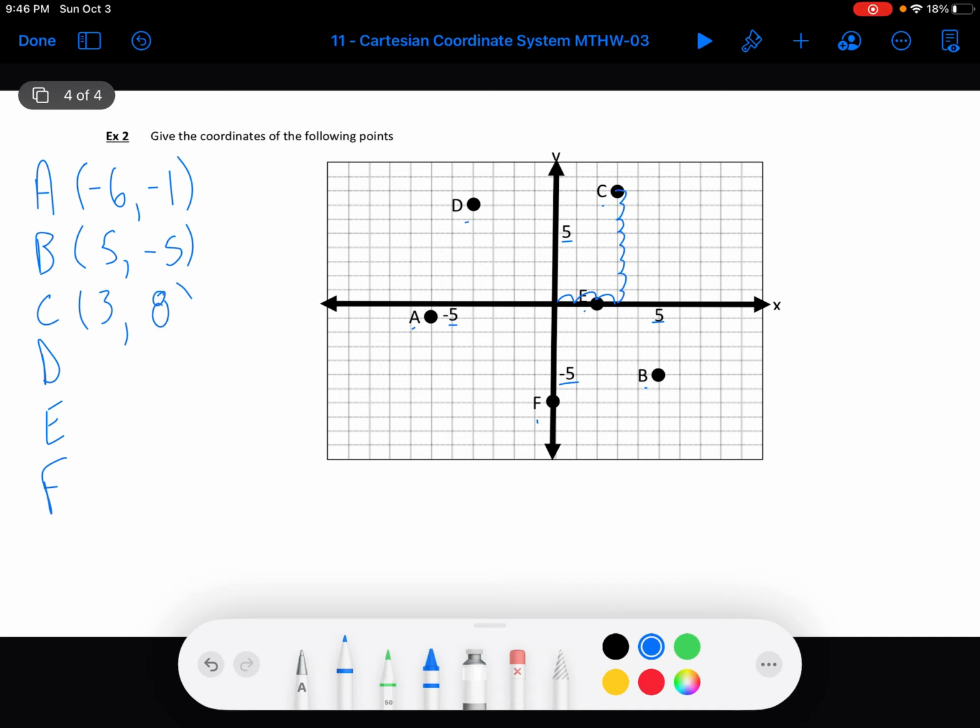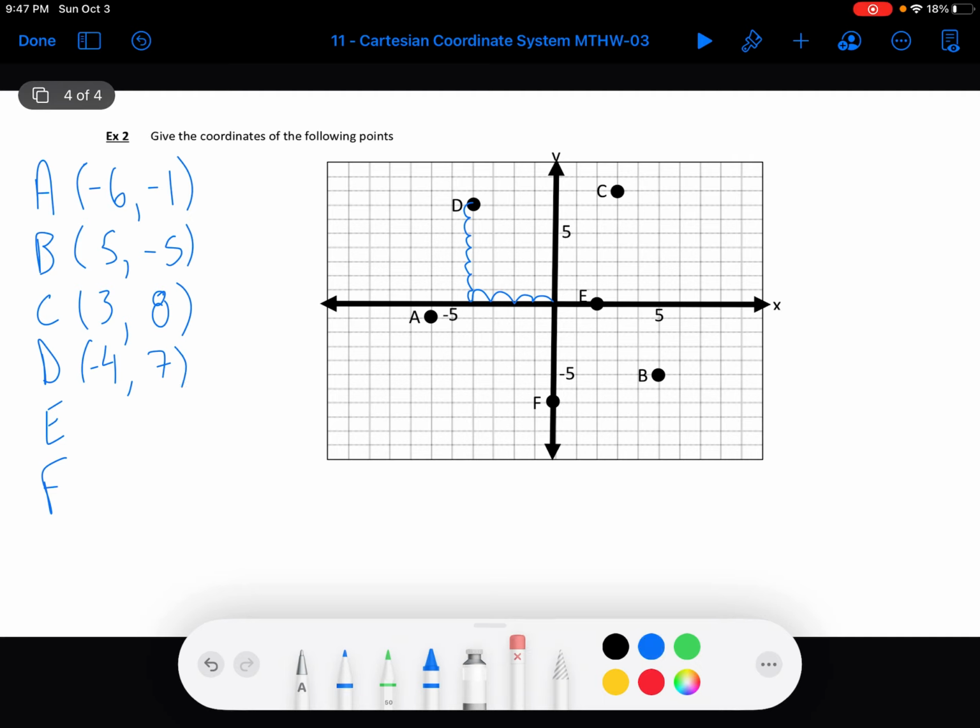And if you don't need to do these little steps, if you don't need to draw it on there, you absolutely don't have to. I'm just doing that to show you what I'm doing and where I'm getting my numbers from. Okay, so D, we're going to go back 1, 2, 3, 4. So that's -4 because we went to the left. Then we went up 1, 2, 3, 4, 5, 6, 7.